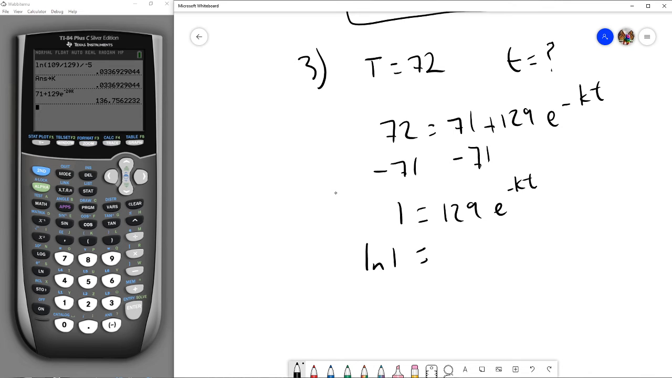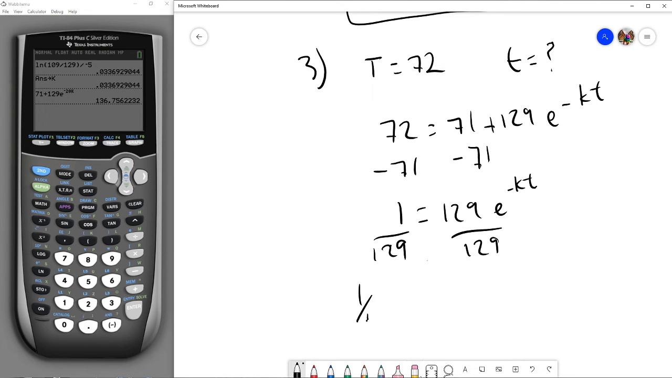Natural log 1 is equal to, oh, no, bad. Oops. Before we take natural log, we need to divide by 129. Divide by 129. So then we can have natural log of, no. Alright, getting ahead of myself here.